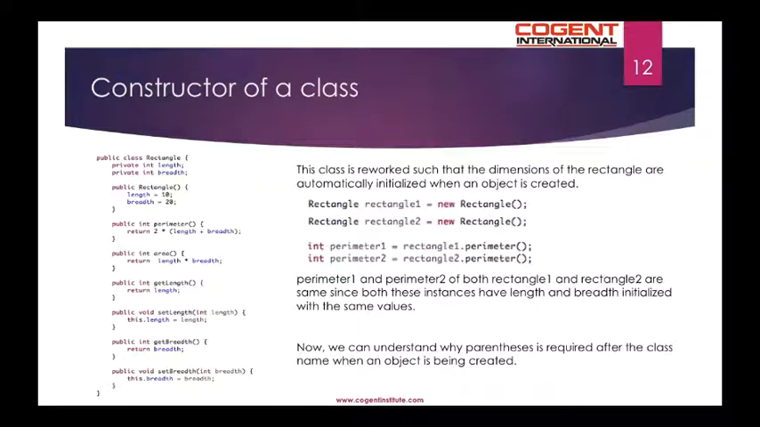The previous class is reworked such that the dimensions of the rectangle are automatically initialized when an object is created. Note the constructor Rectangle, where the value of 10 is assigned to length, value of 20 is assigned to breadth. So when we create objects of this Rectangle class, in this case rectangle1 and rectangle2, and when we access the perimeter of both these objects, the values that are returned are the same because both the objects have the same length and breadth values.